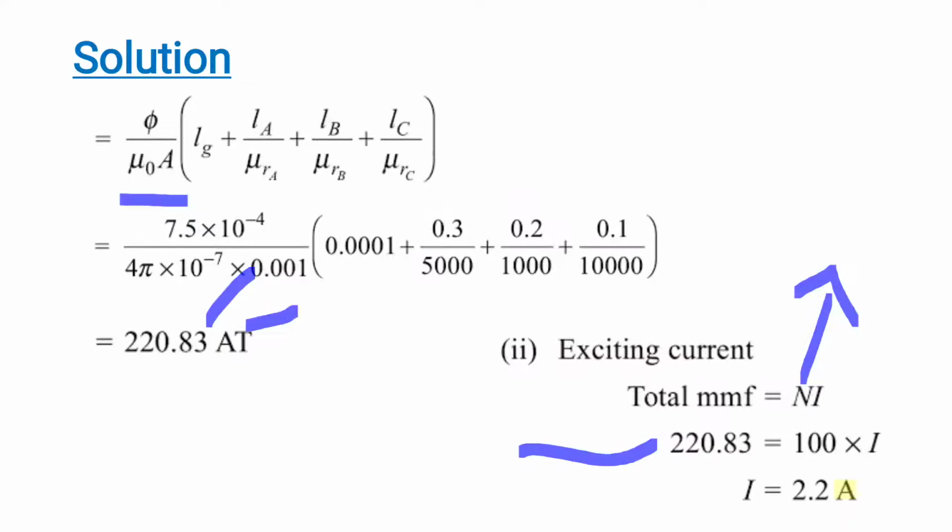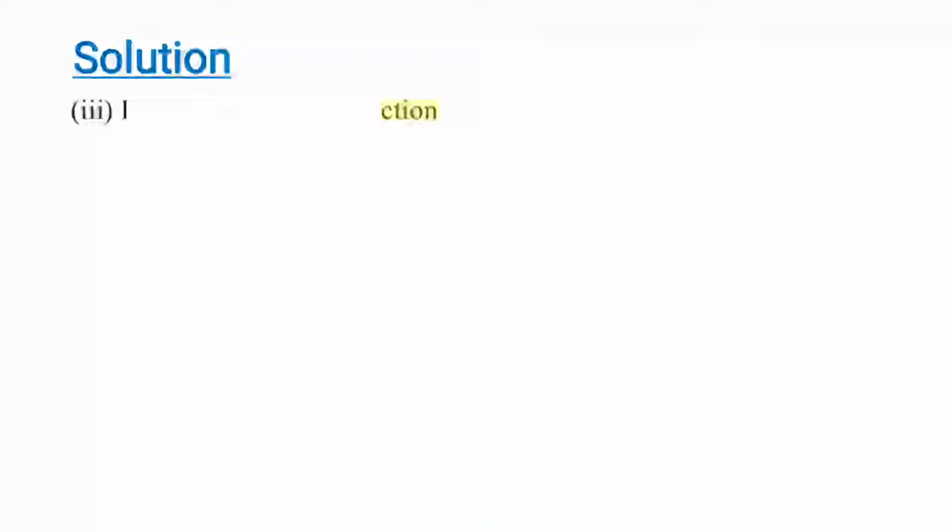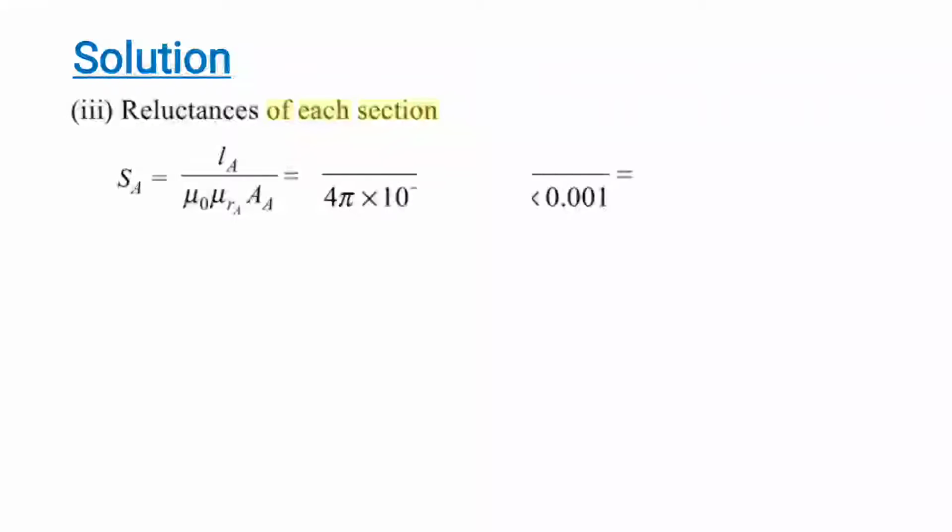Now we have also found the term MMF from your previous question, that is 220 into 8.380. You just directly substitute those values and find the current I, that is 2.2 A. Next is the reluctance of each section. The formula for reluctance is l by mu naught mu r A. Then you have to find it for each section individually.